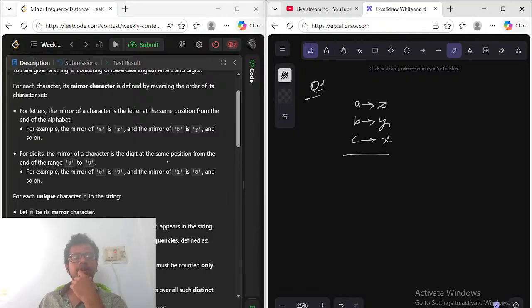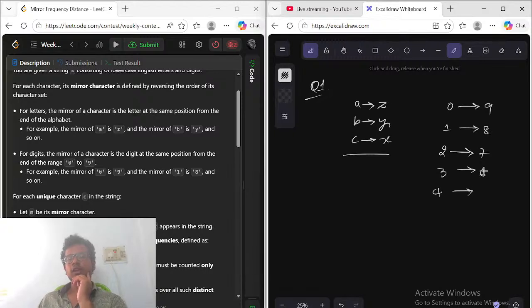For digits, the mirror of a character is the digit at the same position from the end of the range 0 to 9. So for 0, it is 9. For 1, it is 8. For 2, it is 7. For 3, it is 6. And for 4, it is 5. 0, 1, 2, 3, 4, 5, 6, 7, 8, 9.